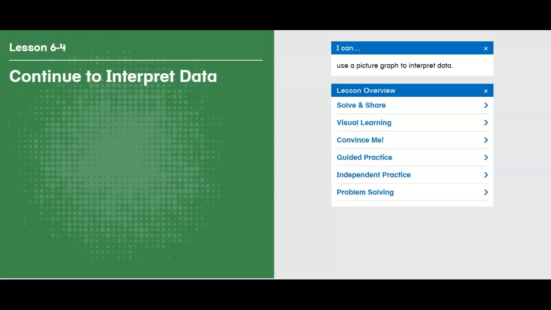Hello everyone, and welcome to your math lesson for today. Today we are going to be working on Topic 6, Lesson 4, Continue to Interpret Data. Our learning intention is I can use a picture graph to interpret data. Let's get started.